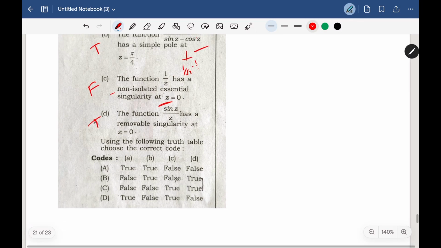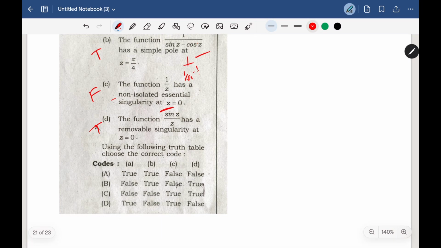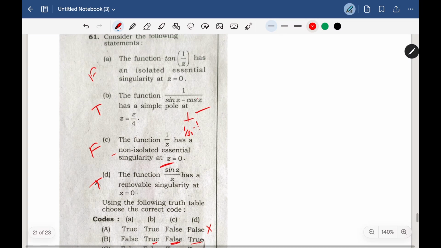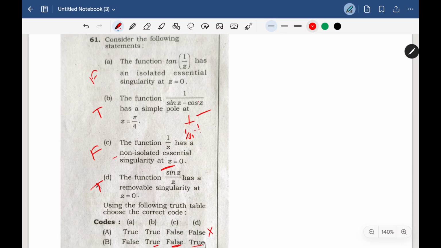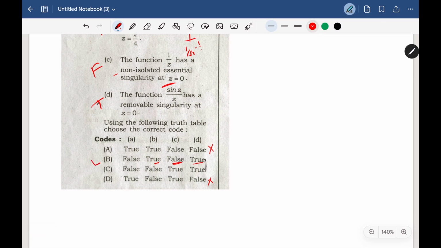Now check the options. D is true, so this will be cancelled. C is false. This is true, false, then true, and option A will also be false. So the function 1 by tan z has an isolated essential singularity, but it is not an isolated, non-isolated essential singularity. Why non-isolated? Because z = 1 upon n are limit points of zeros, so it is a non-isolated essential singularity, but the statement said isolated essential singularity. So this is false. So the correct option will be option B.